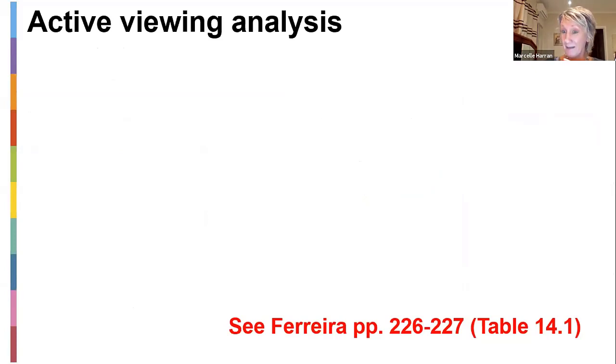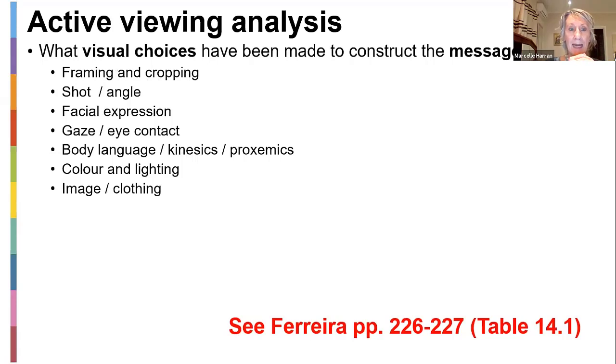Okay, this is my last slide. This is from Ferreira, table 14.1 and pages 226 to 227. She discusses this active viewing analysis, putting all this together. She said there are 3 things you're going to have to do. The first thing is to look at the visual choices. You look at the cartoon, the ad, the picture visually, and that's when you look at all the technical elements: from the framing to the cropping to the shot to the angle, facial expression, gaze, image, clothing. You discuss all of that.